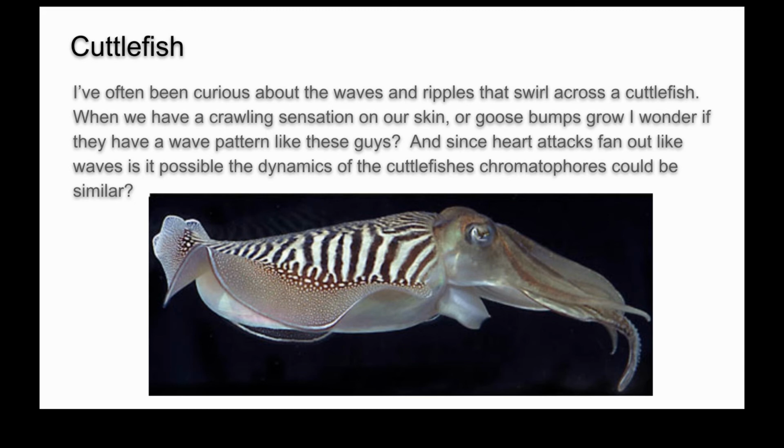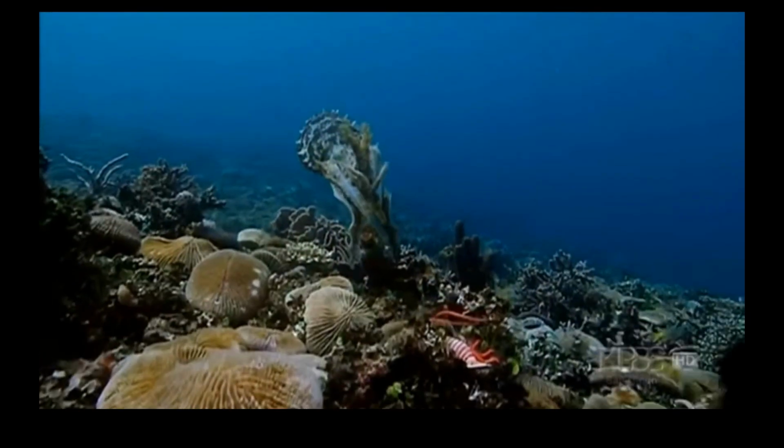And since heart attacks fan out like waves, is it possible the dynamics of the cuttlefish's chromatophores, the little color spots, could be similar? Has anyone thought, I'm going to study what happens when I poke a cuttlefish, in the pattern of colors, and see if they spread out like the animal is consciously controlling it, or if they spread out like when you see a fly land on a horse and all the muscles on its back start to twist and shake, that it may be just a combined reaction that's more of a reflex and not under control. And they may go, I can tie it to heart attacks.